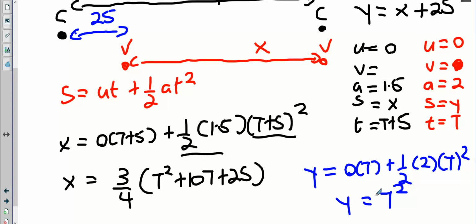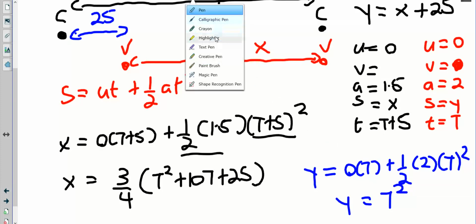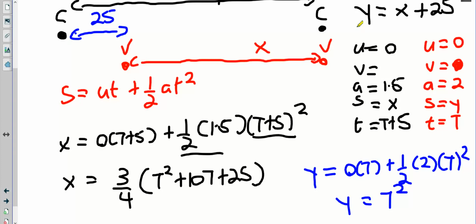Okay, next part. A lot of you got this far, and I was like, yeah, we're in business. And then what happened? Where did this go? The 25 just disappeared, right? That's what happened to you. Okay, so we're going to have to set up this equation. See this equation I have on top? I'm highlighting here. We're going to have to set that up. Y equals x plus 25. Okay, so that's what we're going for now.